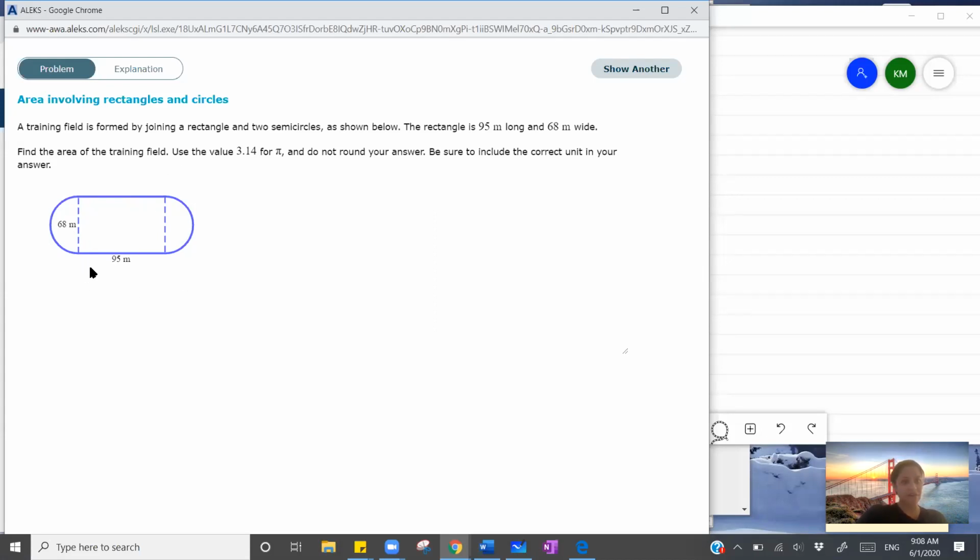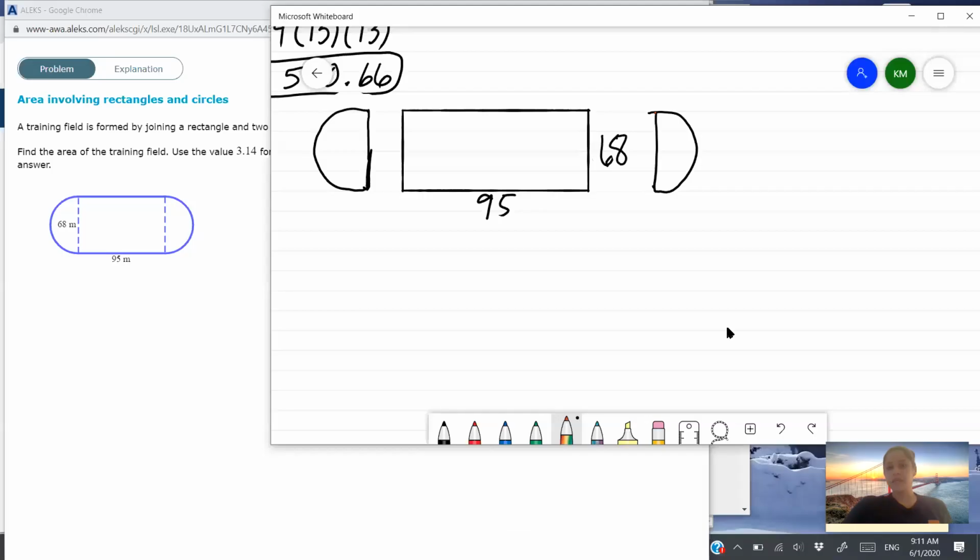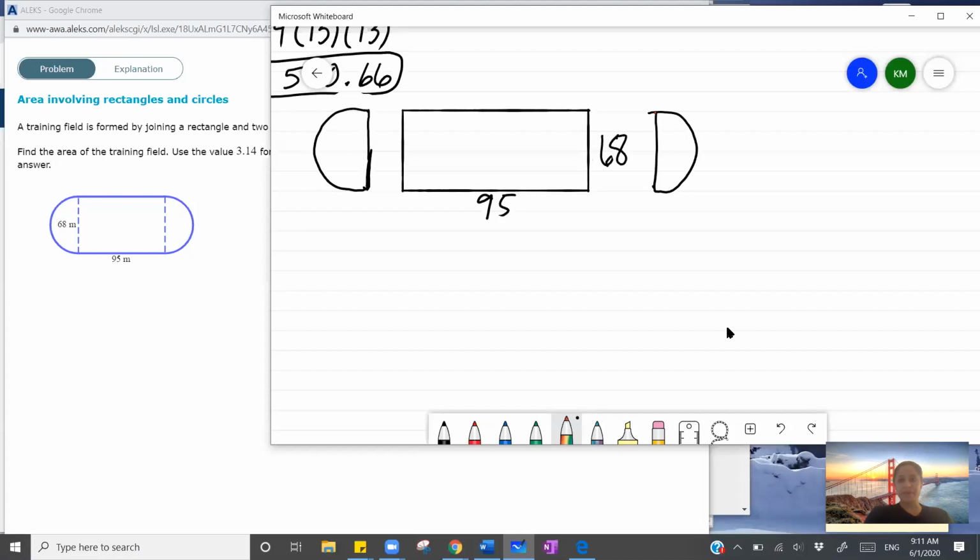So we have 95 by 68. All right, so here I redrew it, but I kind of put the 2 semicircles a little bit separated from it. So here's the rectangle, right? And then when I multiply 95 by 68, I get 6,460. So that will be the area for the rectangle. Now we have to look at the semicircles a little bit more closely, okay?